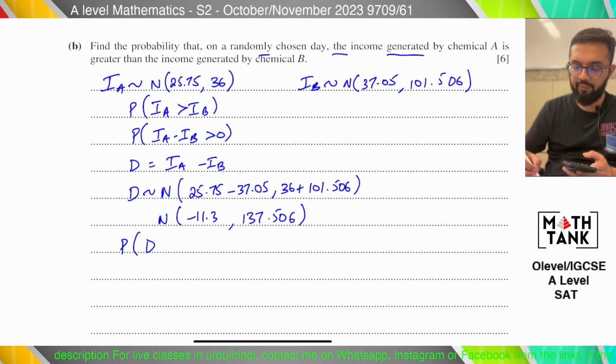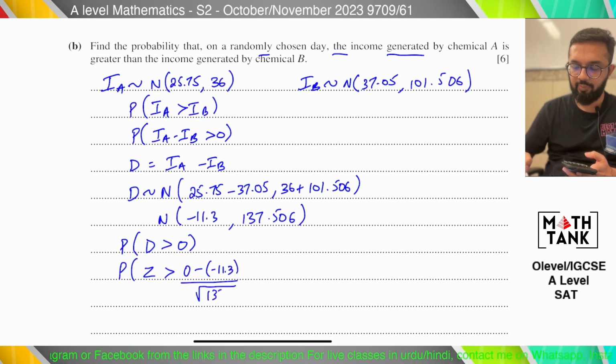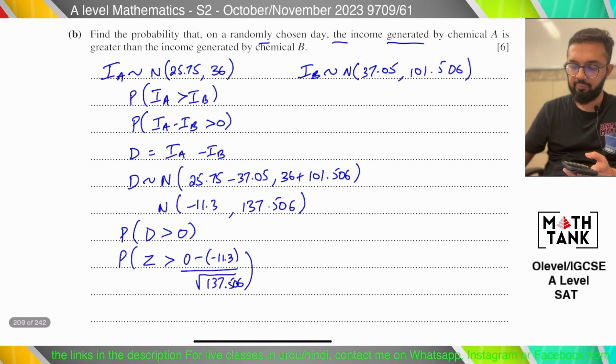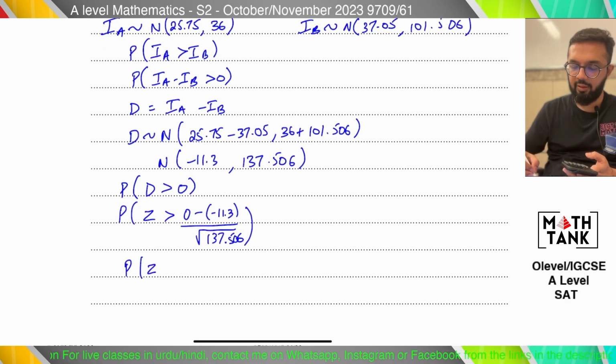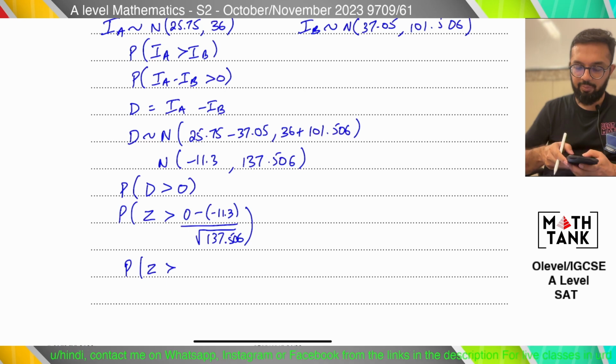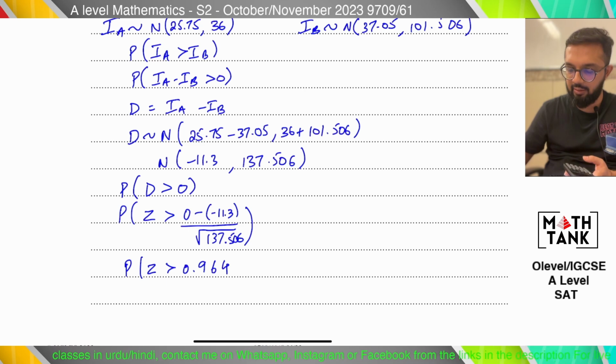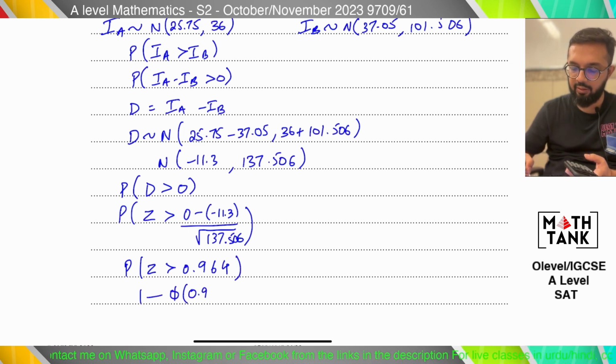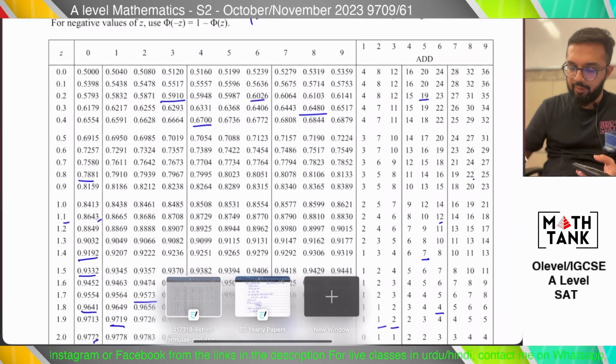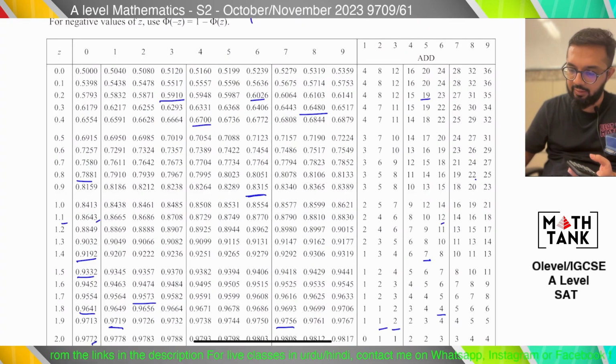So probability of difference greater than 0. So z is greater than 0 minus 11.3 divided by root of 137.506. So probability of z greater than 0.964 here. Let me check if that is the correct number that I need to get. Yes, I am going to say 1 minus phi of 0.964. What is 0.964? So 0.8325.